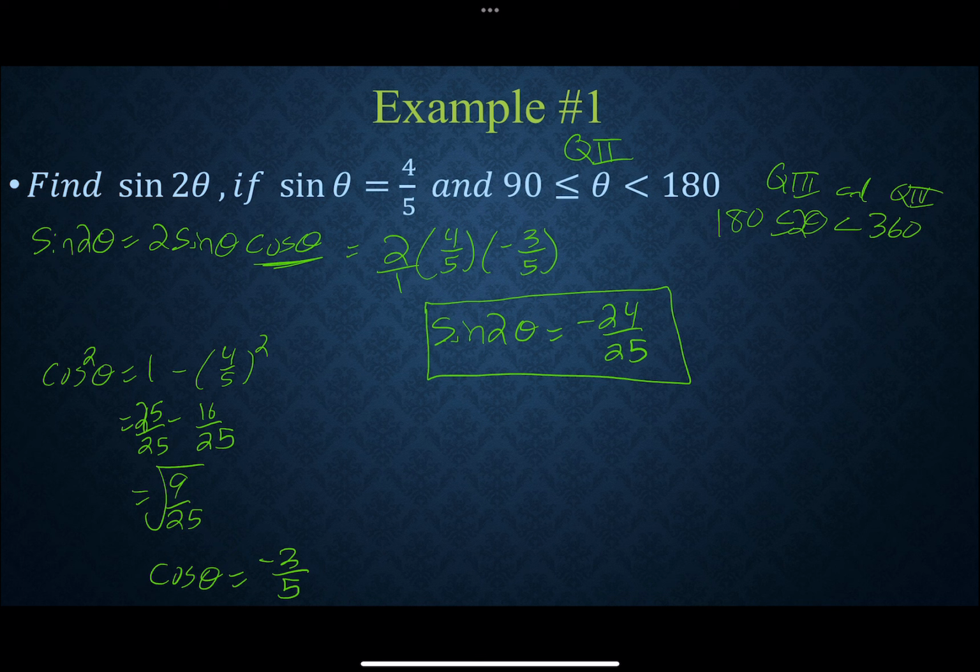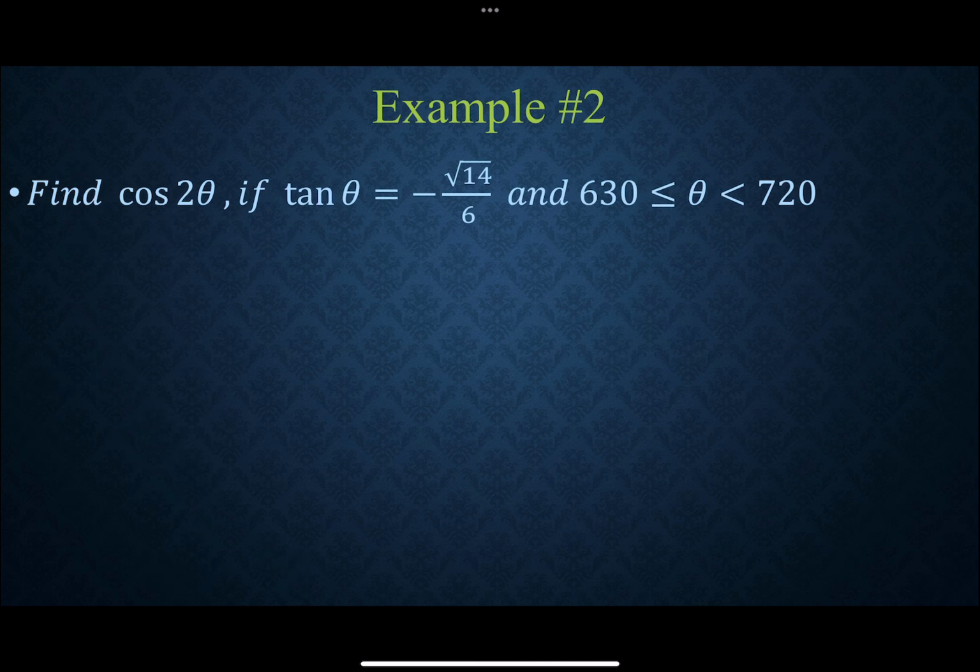But do recognize that you could have a situation where it's positive in one, negative in the other. So you really don't want to trust the quadrant location of 2 theta. You want to trust the calculation of the single thetas and then how it works out for that problem. Okay, so next up is cosine 2 theta.